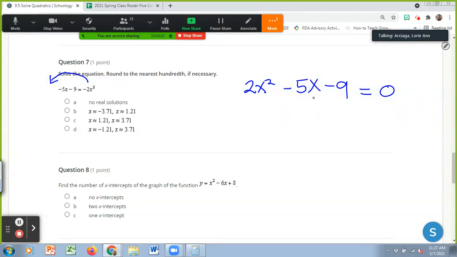Where am I? So 2x squared minus 5x minus 9 is equal to 0. I know, I'm so dramatic, my bad. Okay, so let's do quadratic formula for this one. Why quadratic formula? Because this is odd. So if it's odd, I just do quadratic formula. So negative b plus or minus the radical of b squared minus 4ac all over 2a.